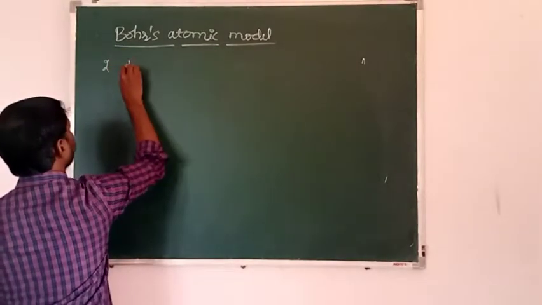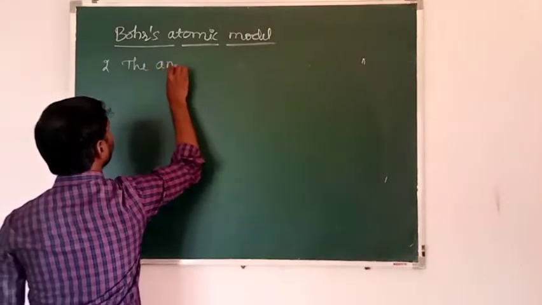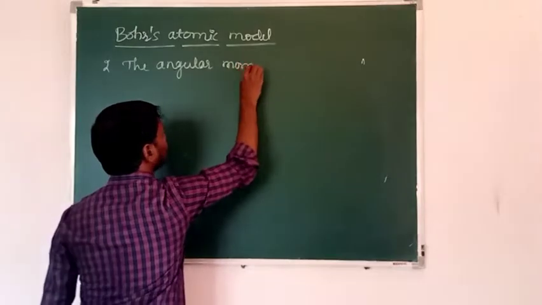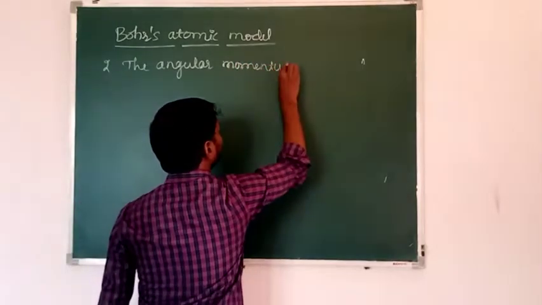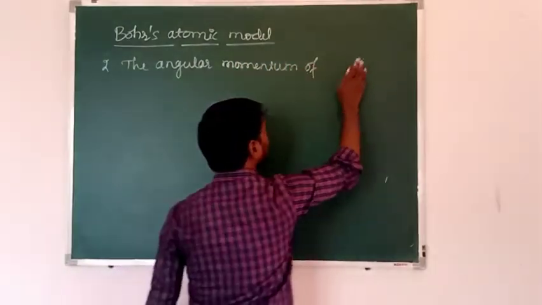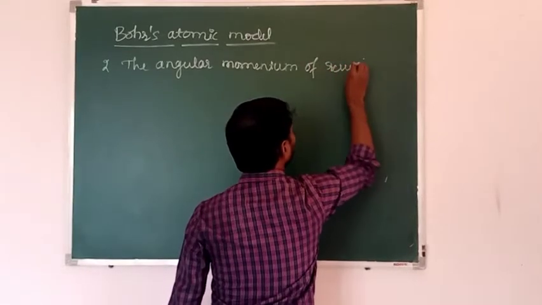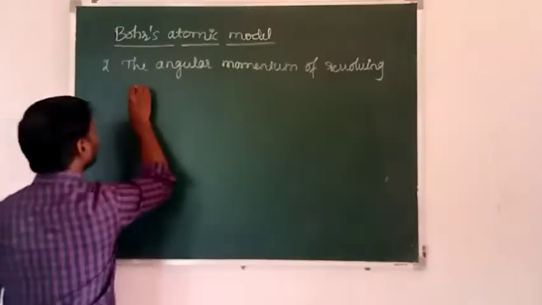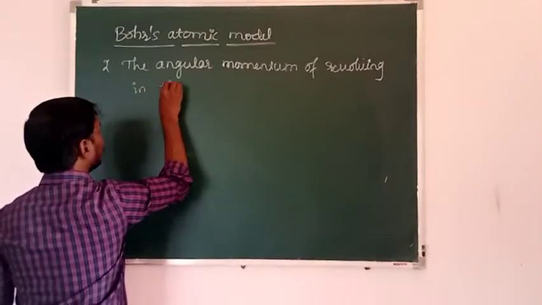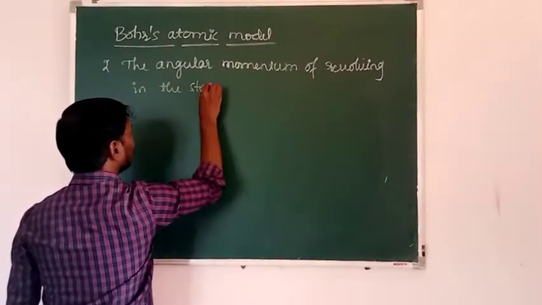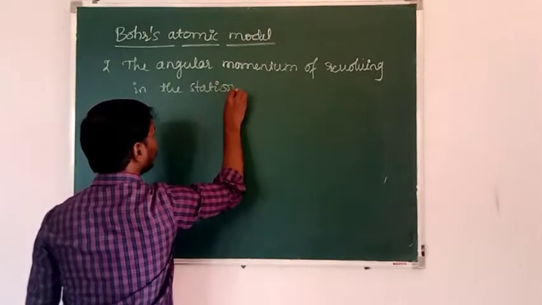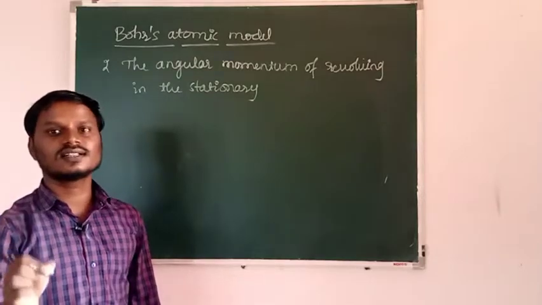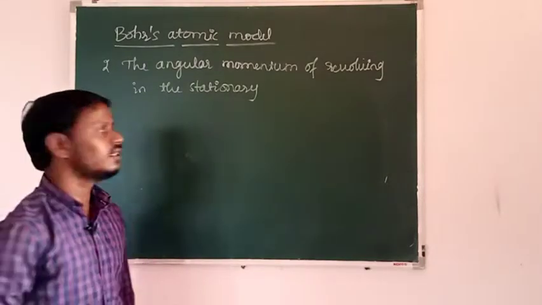Second one, the angular momentum of revolving electron in the stationary orbit. So once again listen here, what do you mean by stationary orbit? In this orbit the electron does not radiate energy in the form of electromagnetic radiation.